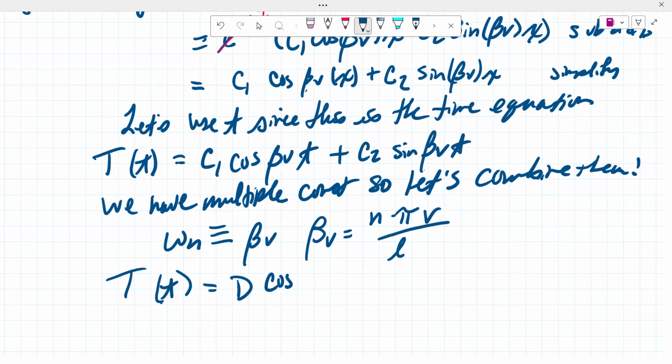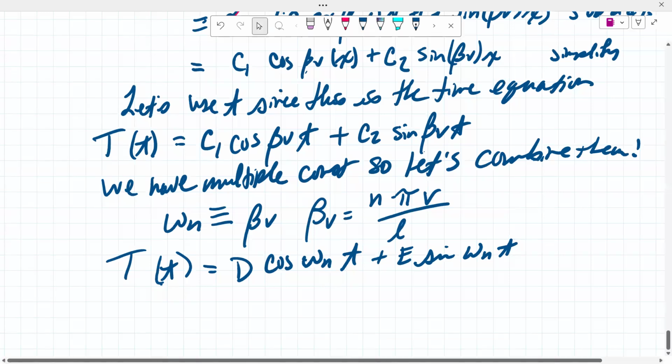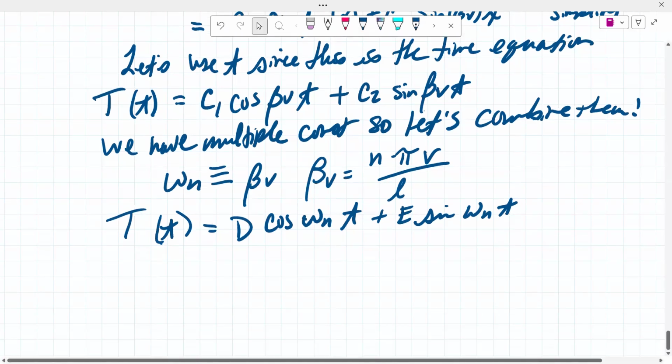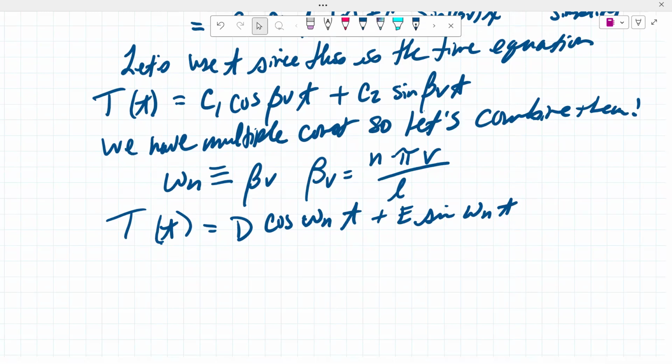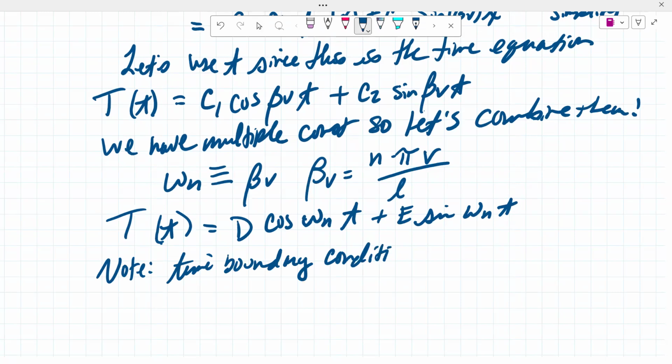Cosine omega sub n t plus some new constant e sine omega sub n t. We would now normally apply the boundary conditions, but we don't actually have any boundary conditions available for time. Note, time boundary conditions are not available.